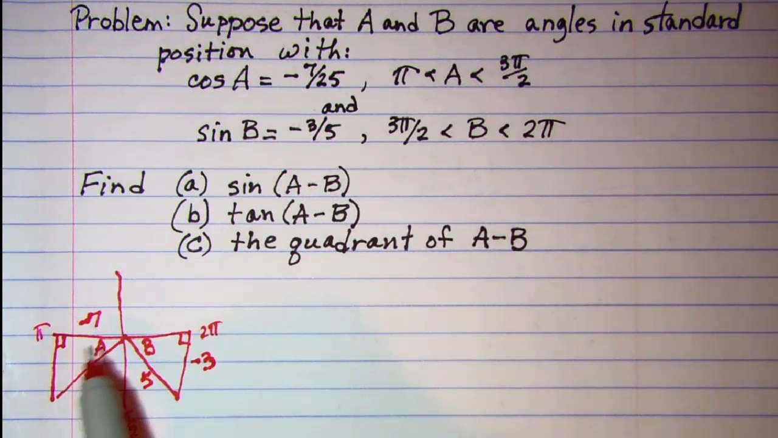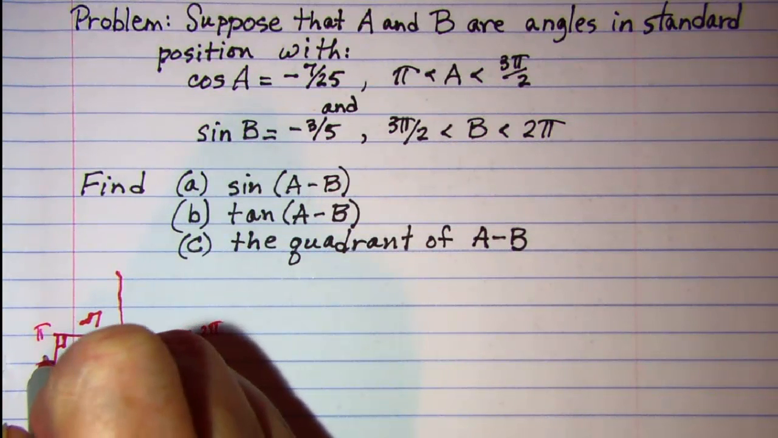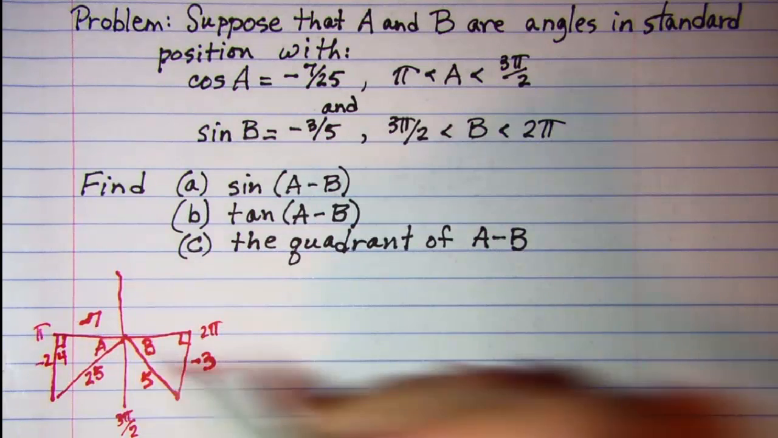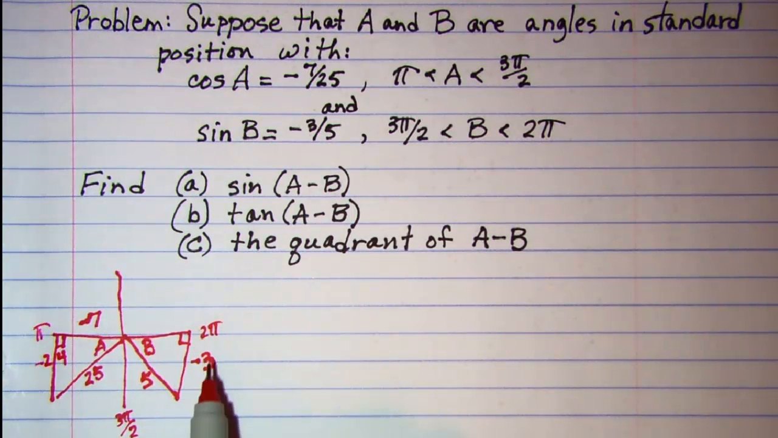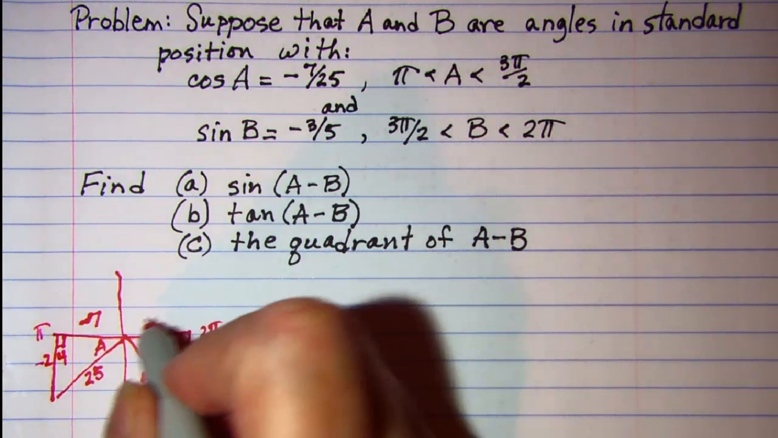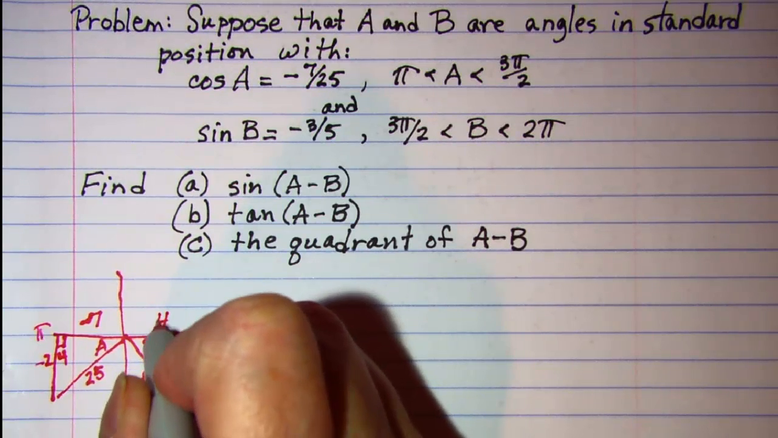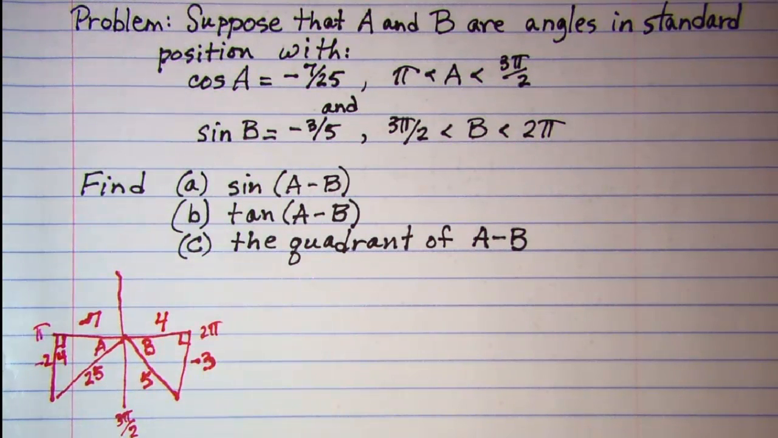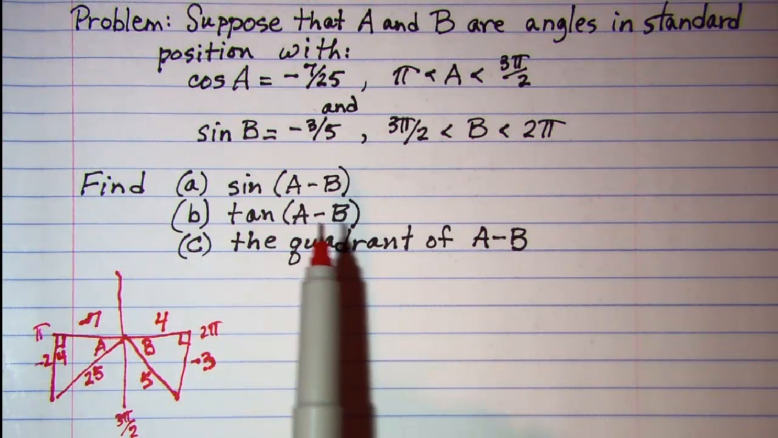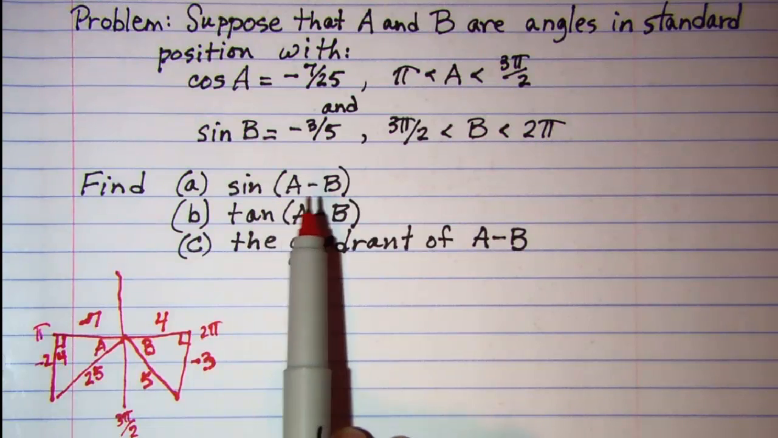Alright, we can do the Pythagorean theorem if you need to find this side over here. It is a negative 24. And this one is also a triple, 3, 4, 5. So this side measures 4. Now we should have enough information to go ahead and do these. Let's start with part A.